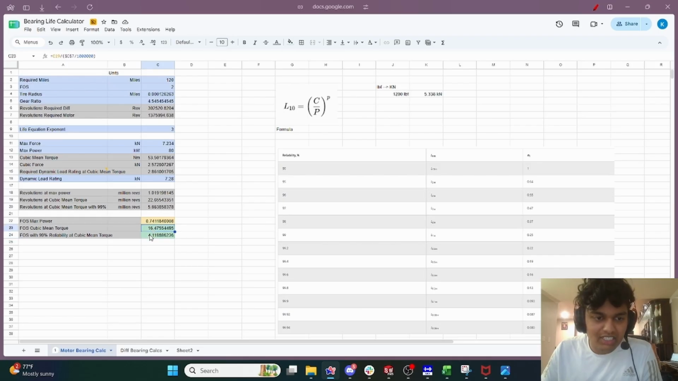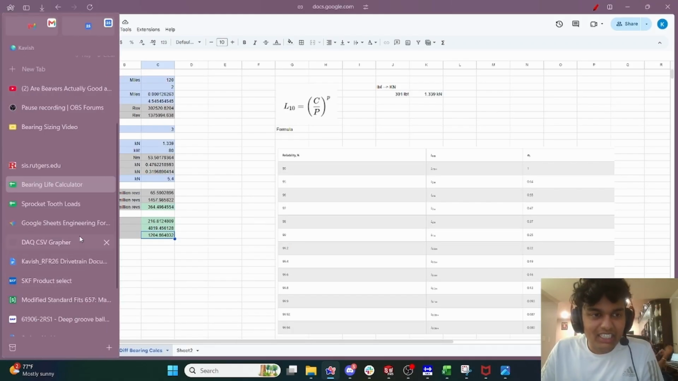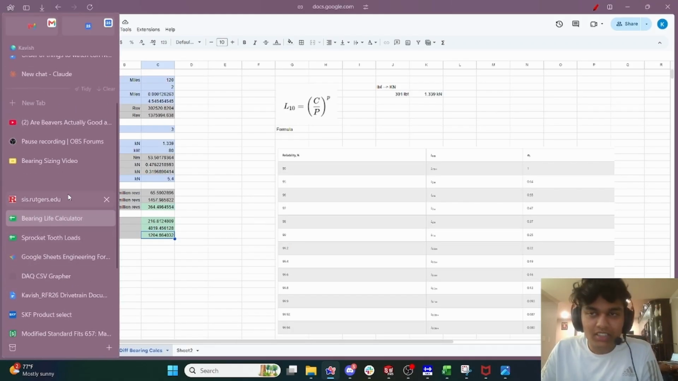I've basically done this calculation again, except I've multiplied it by 0.25 instead, which is this, and then same over here. And so you can see we're good even with the 99% reliability, which is all we can really ask for. And same over here, which is kind of absurd. But yeah, that's how we size our bearings.